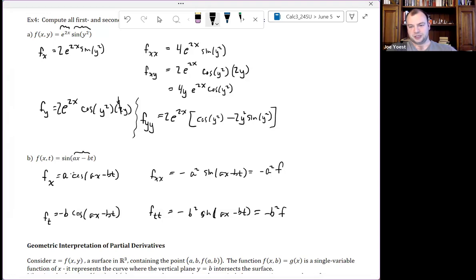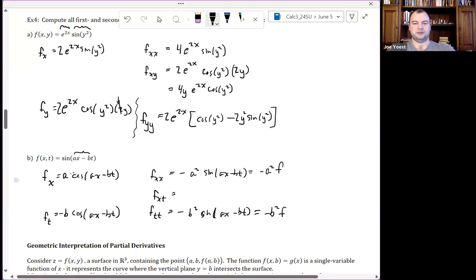And then what's f_xt? I could take the t derivative of f_x or the x derivative of f_t. Either way is going to give me the same answer. I'll do the t derivative of f_x. So differentiating cos(ax - bt) with respect to t, that's going to give me a minus b coming out. But cosine differentiates to negative sine, so that cancels, leaving sine(ax - bt), or it's just ab times f.